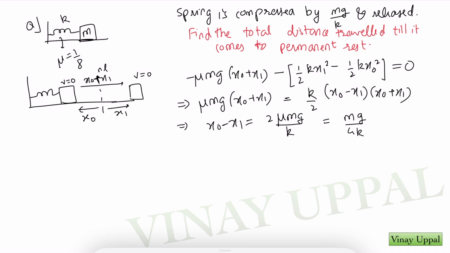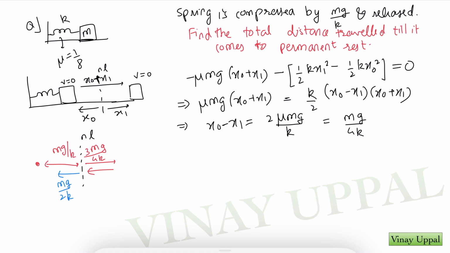So initially the compression was mg by k as given in the question. Let's say this is the natural length. Initially the block was here at a distance of mg by k. Then on the other side it would come to rest at a distance of mg by k minus mg by 4k, since mg by 4k is the amount by which the extension will reduce. So this will be 3 mg by 4k. It will again travel that same amount. Then on the left hand side the compression would be 3 mg by 4k minus mg by 4k, mg by 2k, and so on.